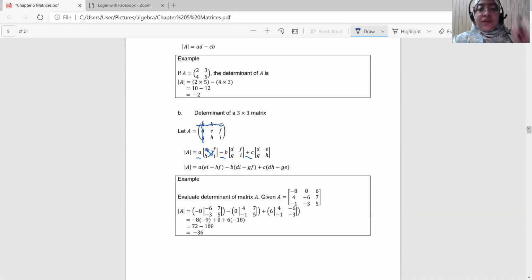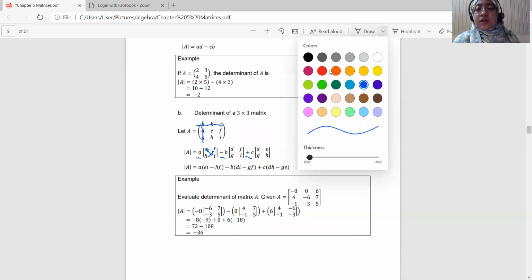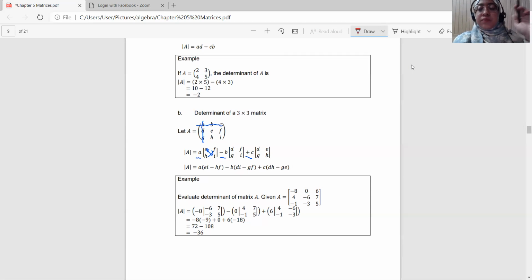Minus B, and then how to find the AD minus BC for B? B is in the first row and the second column. So it leaves D, F, and G, I. That is our new AD and BC. And next you have to find the AD minus BC for C. Okay, and then just expand the brackets and find the value of the determinant.